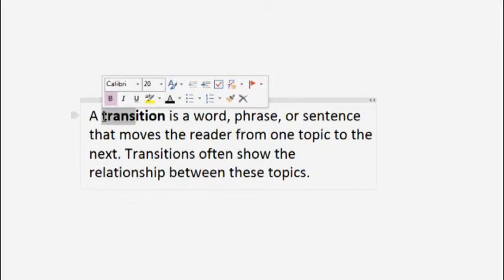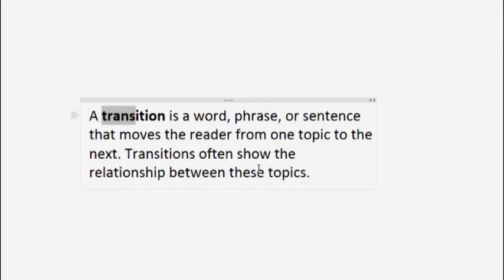So what transitions need to do is they need to move the reader from one place to the next, one sentence to the next, or one paragraph to the next, much in the same way as a vehicle moves someone from a location to the next location. And more often than not, these transitions tell us something about how these two topics are related.